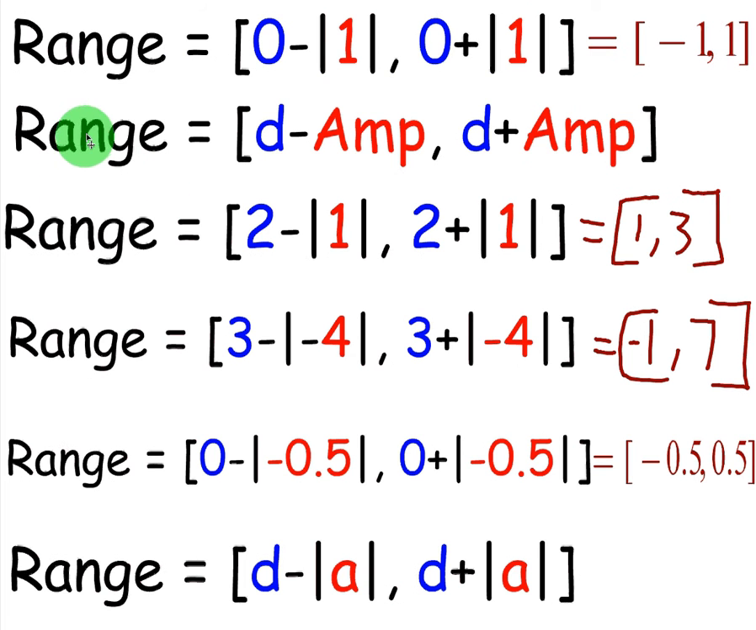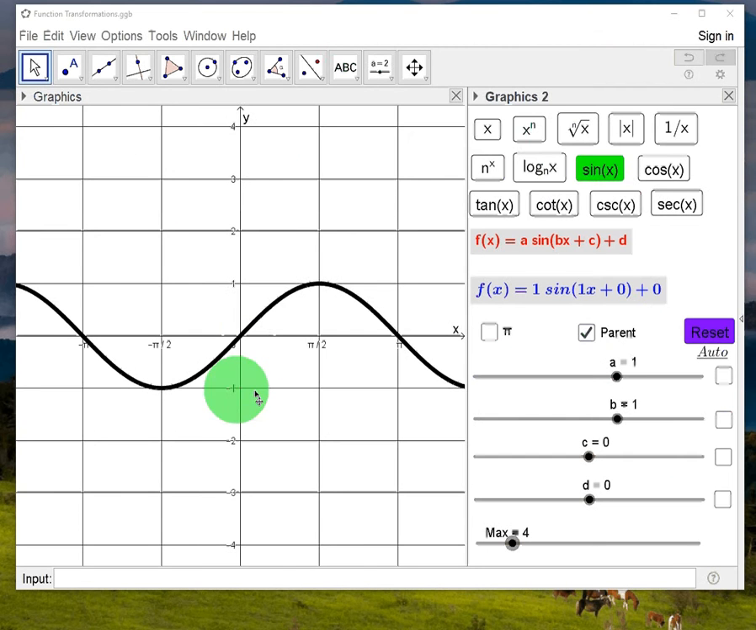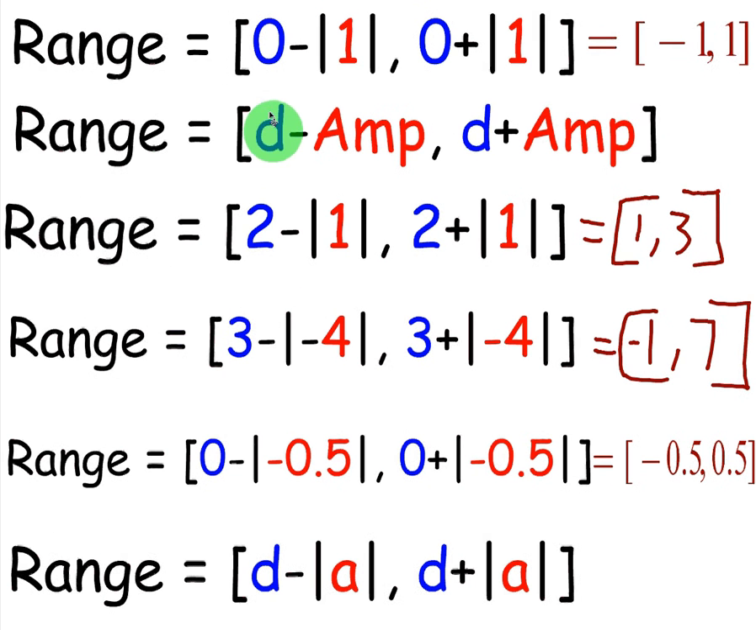So in general, for the range of a sine function, d, as you're going to see, is going to determine the middle of the sine wave. And in this particular case, d is 0, as you can see. So if I take the middle d and subtract the amplitude, that's my lowest range value, and d plus the amplitude is going to give me the highest range value. So let's keep looking. Let's look at another graph.